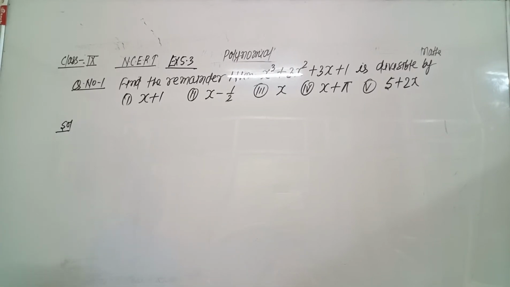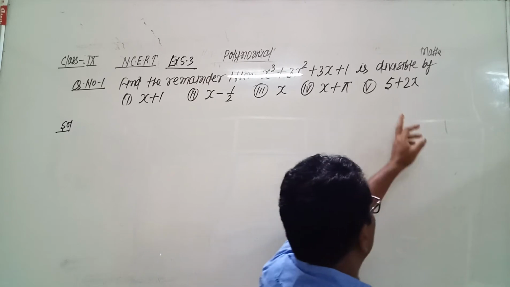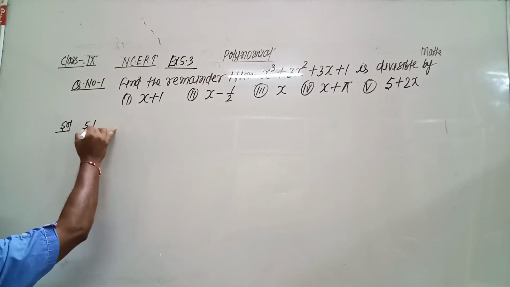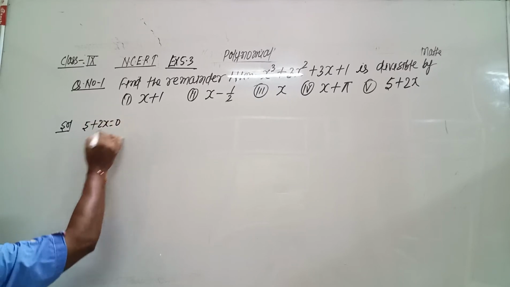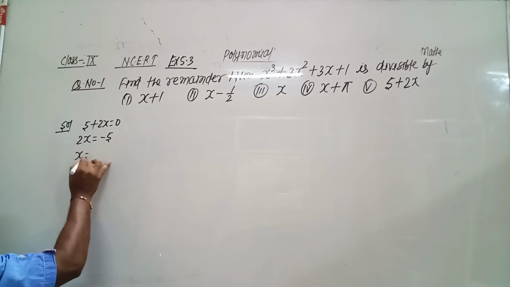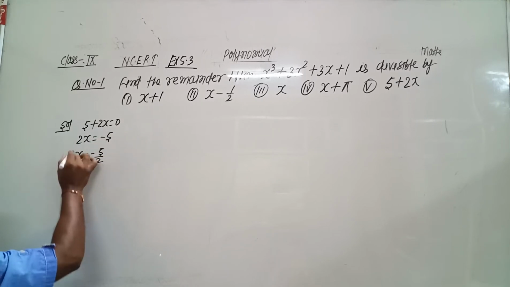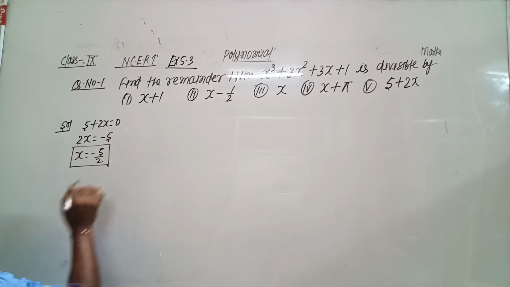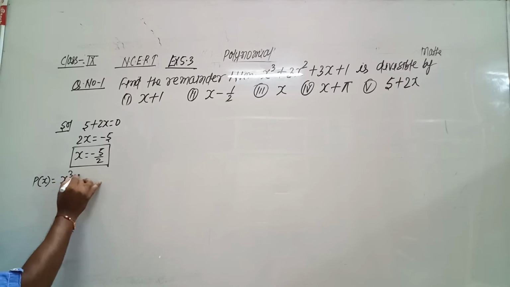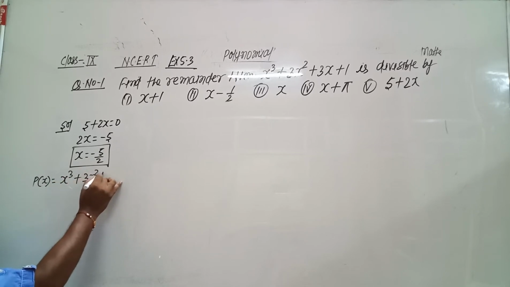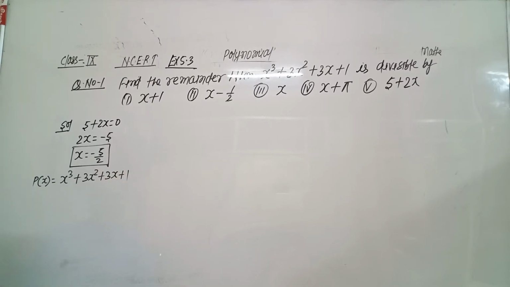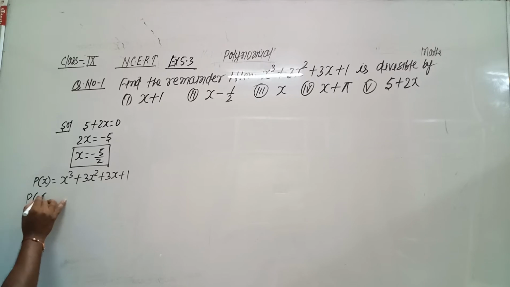So the process was, we make 5 plus 2x equals 0. Then we find the value of x. 2x equals minus 5 and x equals minus 5 by 2. And the polynomial is given, p(x) equals x cube plus 3x square plus 3x plus 1. Now we put the value of x equals minus 5 by 2.